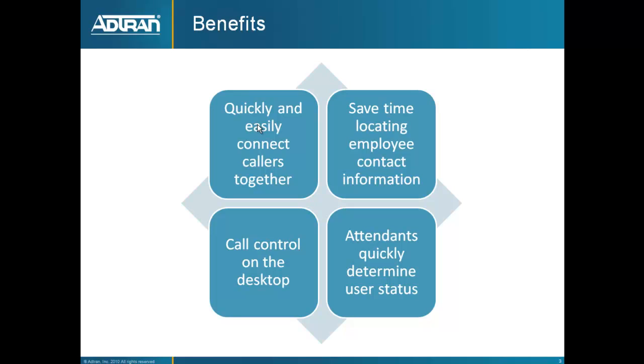Because call control is on the desktop, receptionist doesn't have to go back and forth between the phone and the computer, fumbling around with buttons. Everything is centrally located in an environment where they're already spending most of their time. And because of the busy lamp field status capabilities, attendants can quickly determine user status and make decisions based on what to do with that call and with the status of that particular employee in the organization.